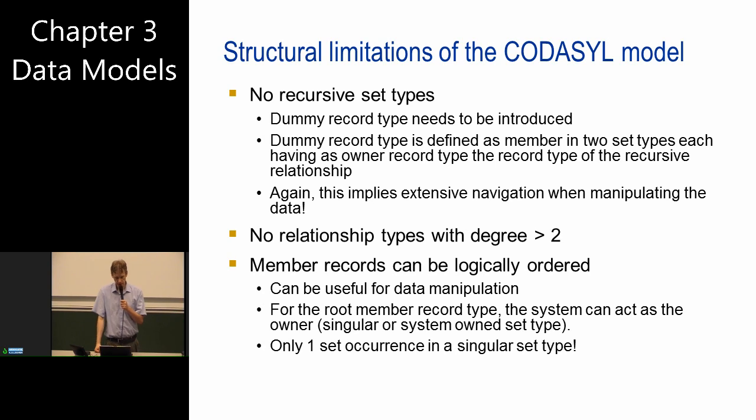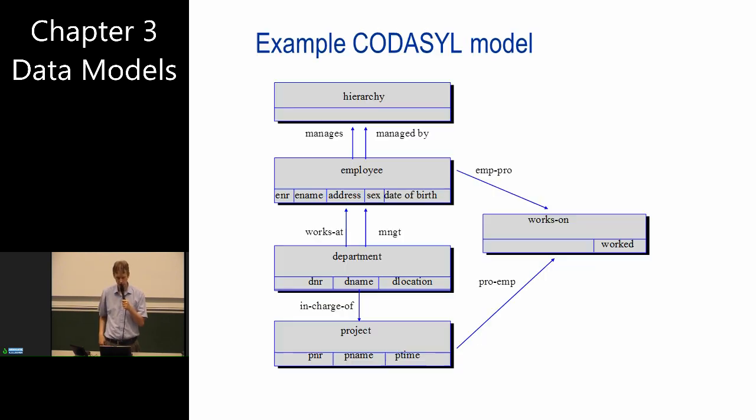If you have the root member record type, so that's the record type that sits at the top of the hierarchy, for example, department, the system can then act as the owner of that department record type, and then you have a singular or system-owned set type. That means that you have a set type in which you only have one set occurrence. The set occurrence will be the system, then followed by all those owner records. And again, those owner records can be sorted. You could again sort departments based upon their first letter alphabetically, for example. That's a singular set type. It contains only one set occurrence, and it's meant to be the set type for the root record type sitting at the top of the hierarchy.